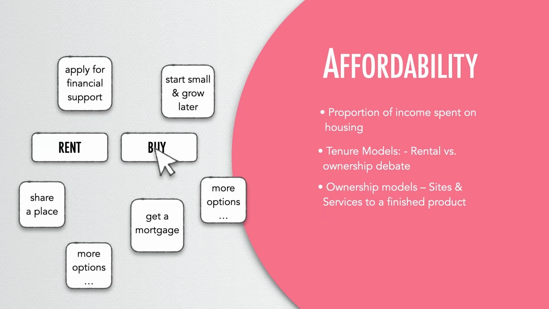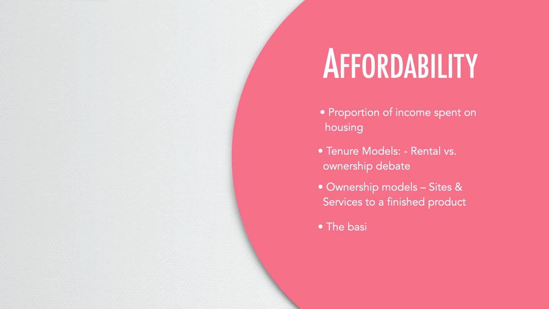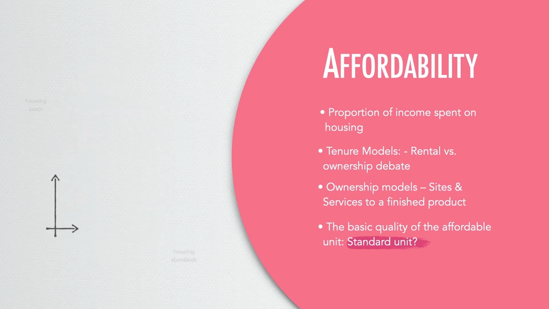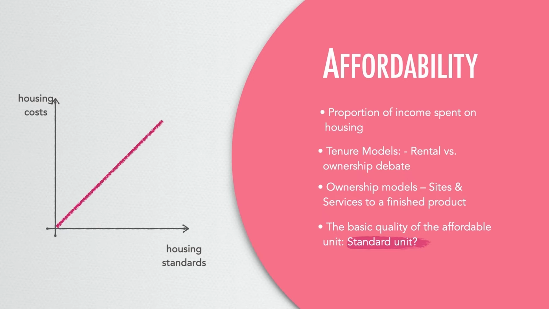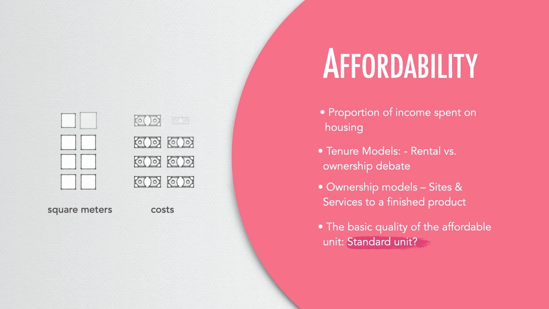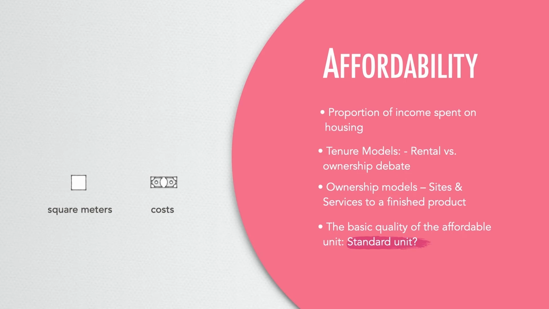A fundamental issue that comes with the affordability aspect is the quality of the affordable unit and the difficulty of defining minimum quality standards. In general, higher standards translate into higher housing costs. For example, square meters available per person. So what we see, in particular in the Global South, is that the only way to lower the cost of housing is by lowering the standards, and therefore, quality and costs are always in conflict.